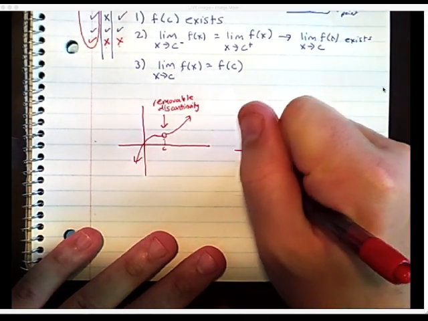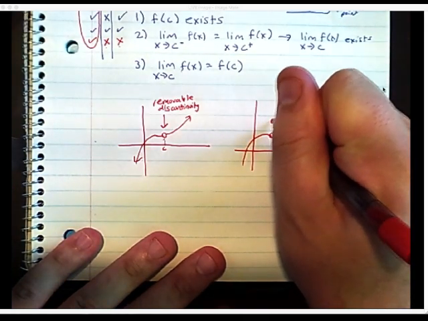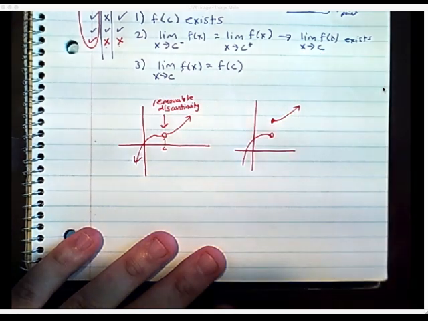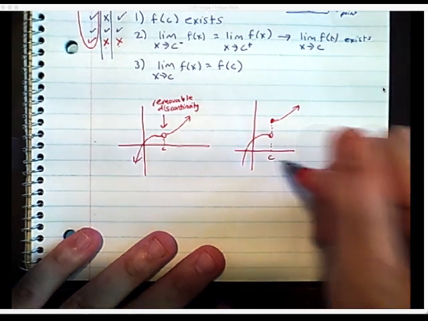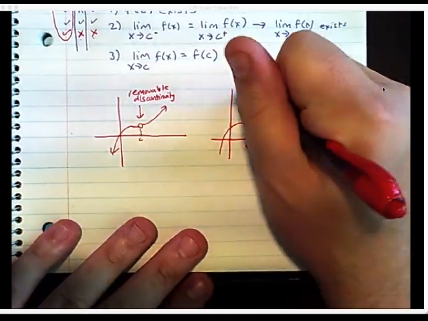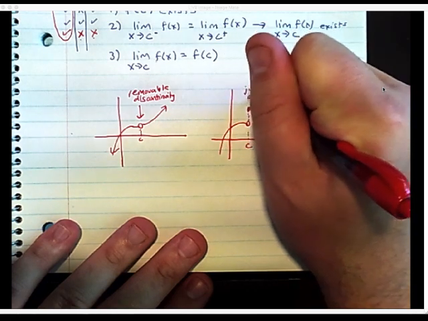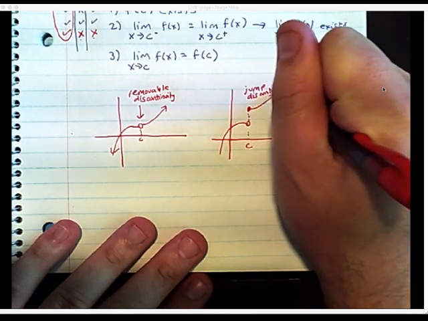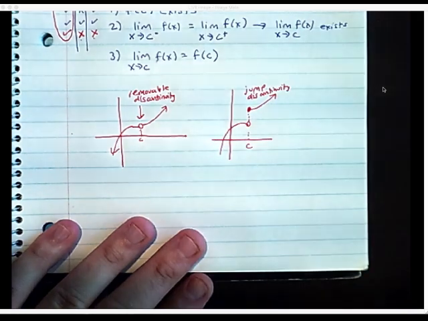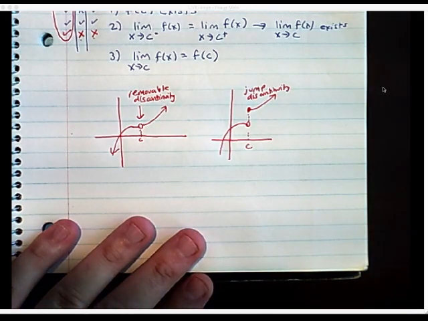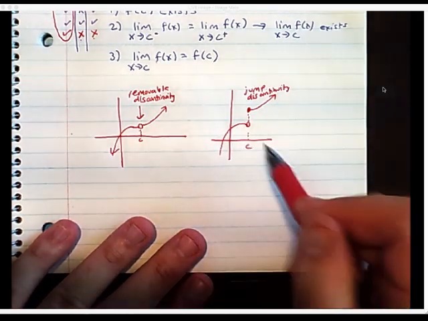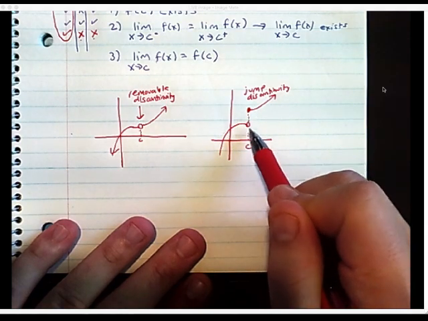Let's look at another type of graph. Here, this is called a jump discontinuity, because the function looks like it's either jumping up or jumping down.